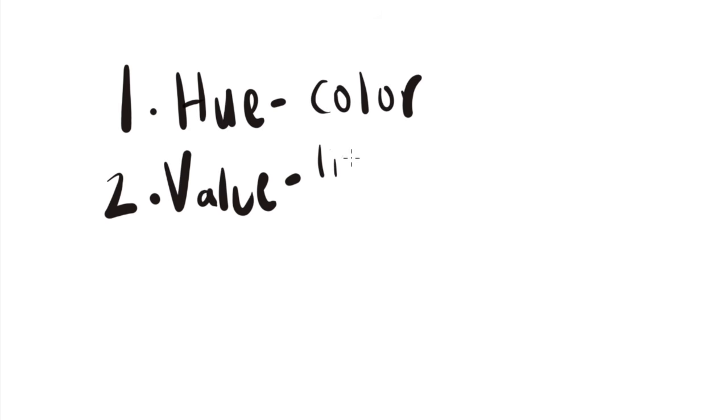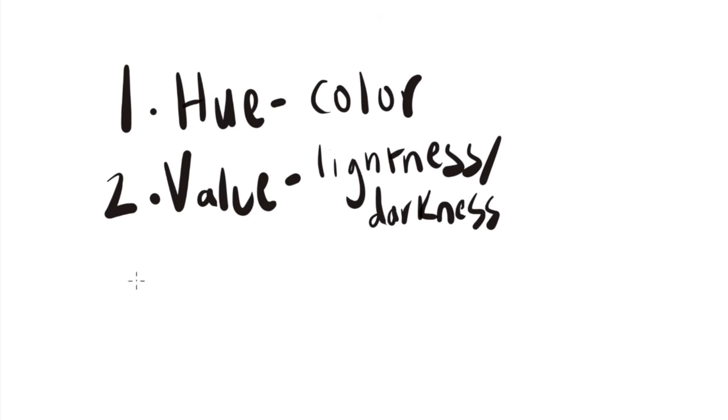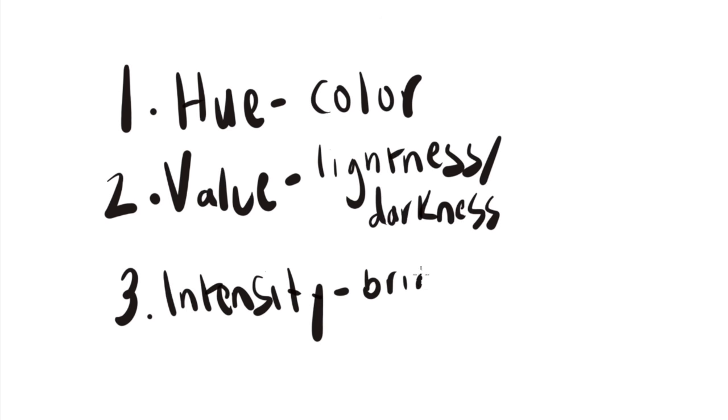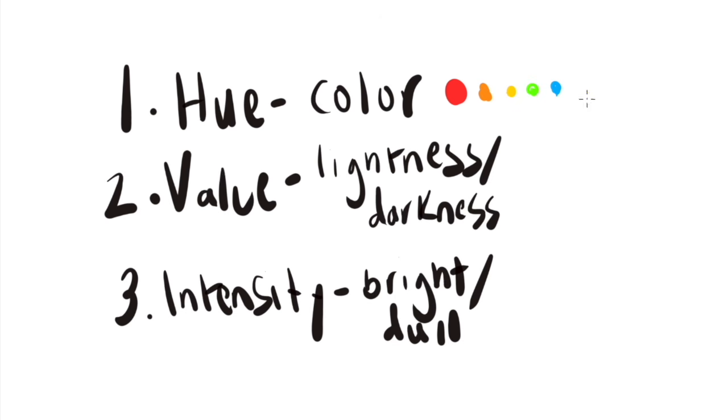Color can be separated into 3 qualities: hue, value, and intensity. Hue is just another word for the color, like red, blue, yellow. Value is the lightness or darkness of the color, and intensity is how bright or dull the color is.